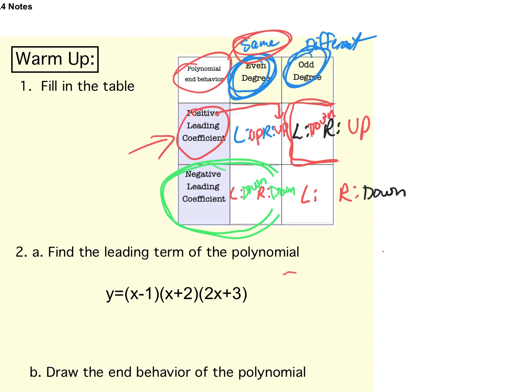Down on the left, because it's odd degree. Odd degree means it should be different, not down. It should be different. As soon as you said odd degree, I heard you say odd degree down. You should have said odd degree, it should be different. It should be up. Okay.